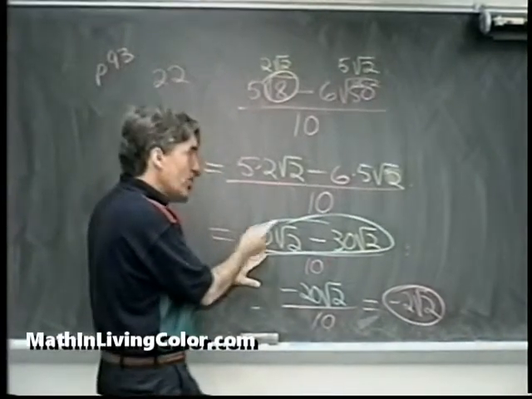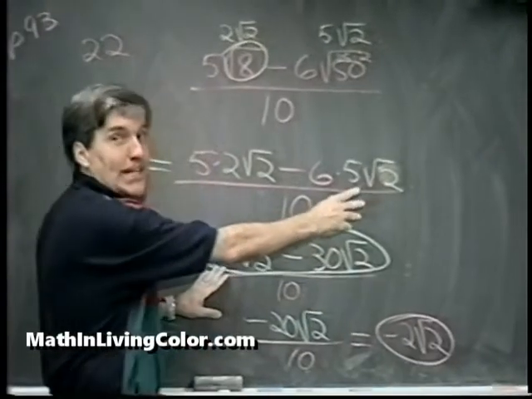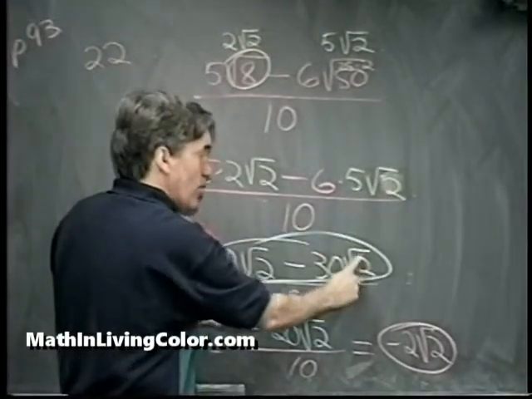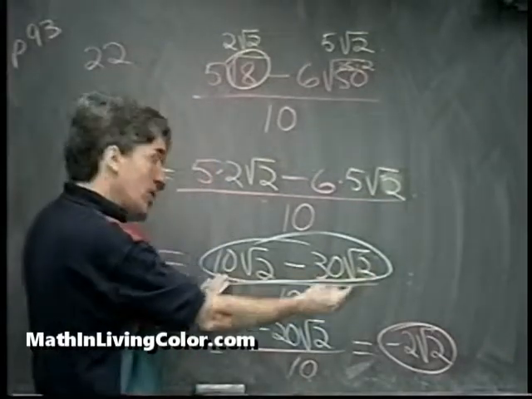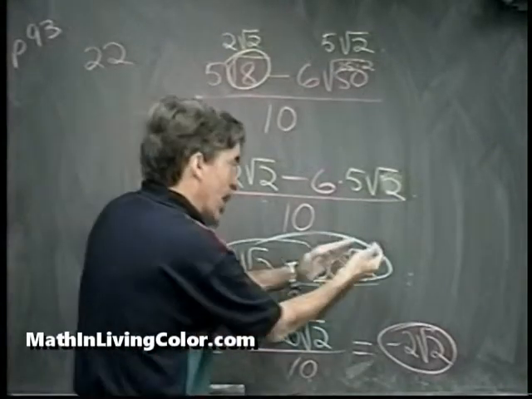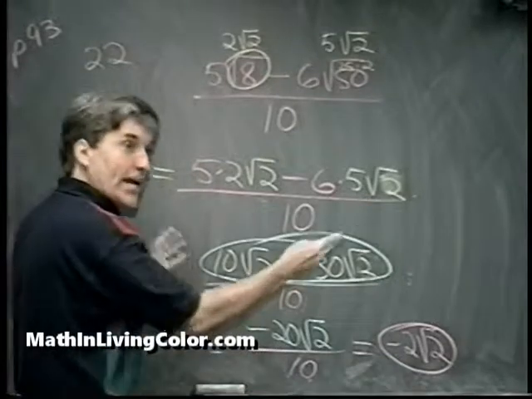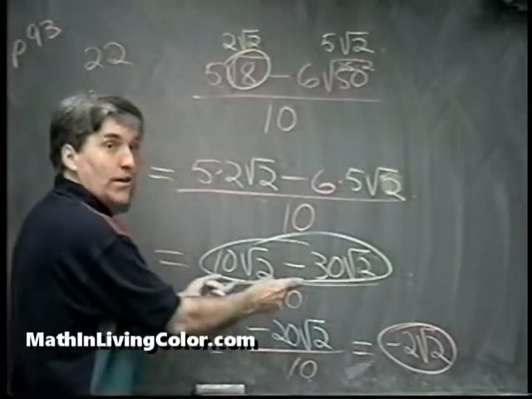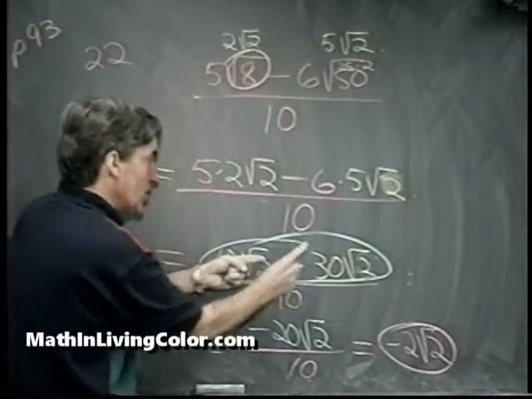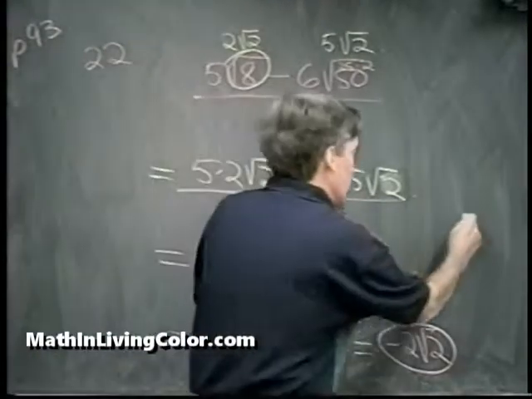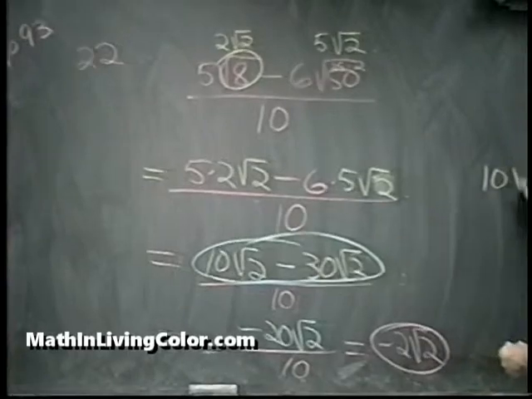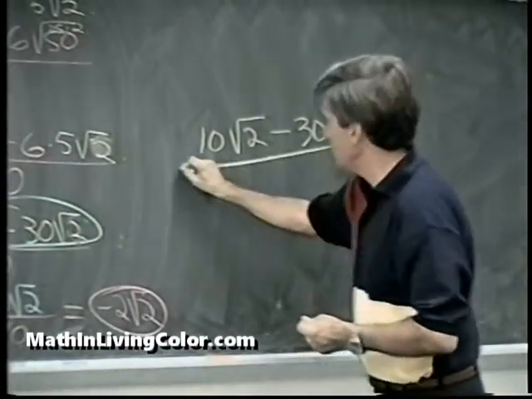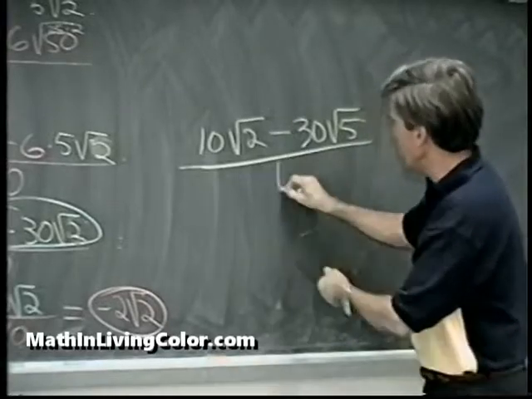Now, by the way, I tried to make a mistake up here a minute ago. And if I had made a mistake there, I'd have had a 5 here. Well, what if that was right? What if you came out with a radical 2 and a radical 5? Then you can't combine unlike terms, can you? So what would you have to do next? If this had been 10 radical 2 minus 30 radical 5, which it is not, but what if it was?